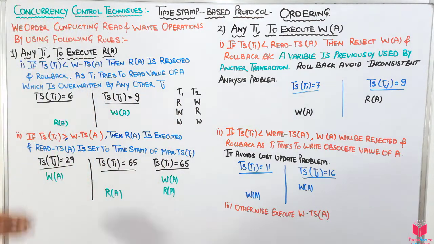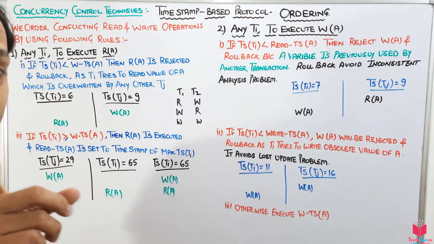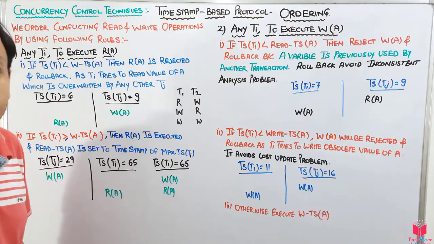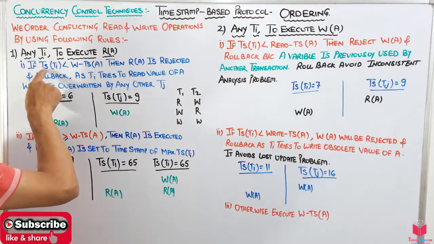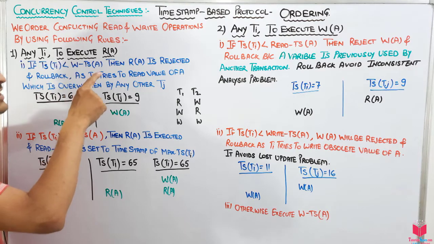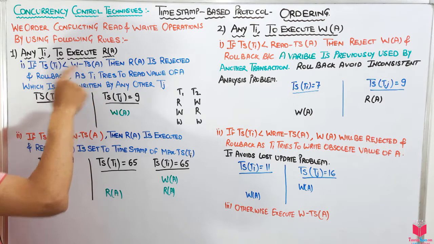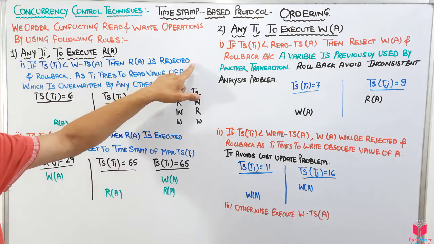We will look after these operations here. Suppose we have a transaction Ti and it wants to execute the read operation on a variable A. Two cases come under that. If the timestamp of Ti is less than the write timestamp of A, the write operation on the variable by another transaction, then the read operation R(A) is rejected.